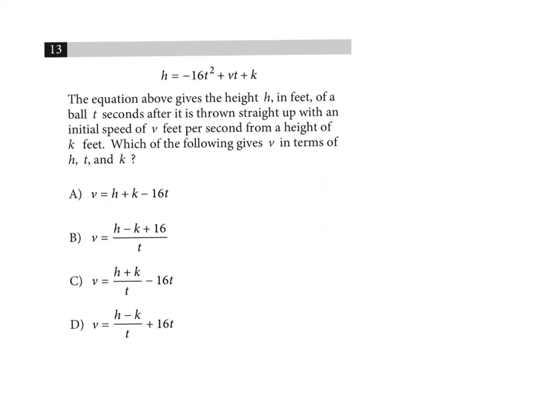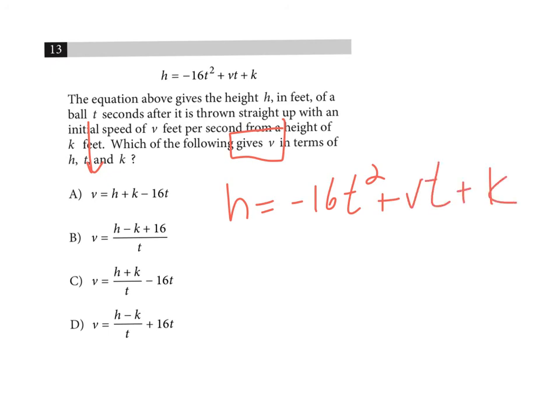Problem number 13, the equation above gives the height h in feet of a ball t seconds after it's thrown straight up at the initial speed of v feet per second from a height of k feet. Now there's all that vocabulary in there, but here is the question. Which of the following gives v in terms of all the other letters? You see how all the answer choices have letter v by themselves? So I'm going to take this equation and try to solve it for letter v. I want to get this letter v by itself.